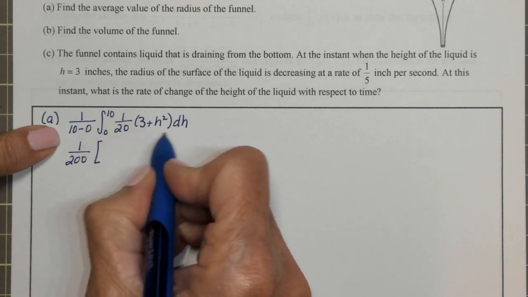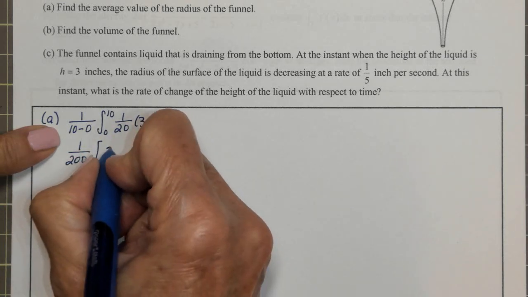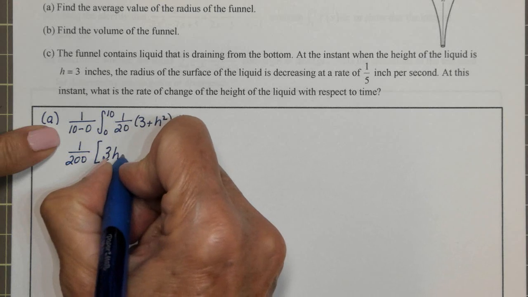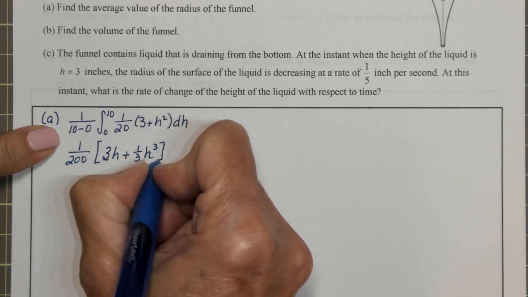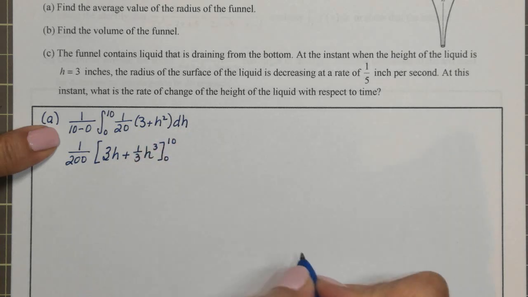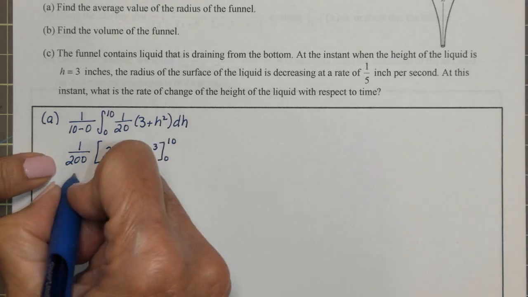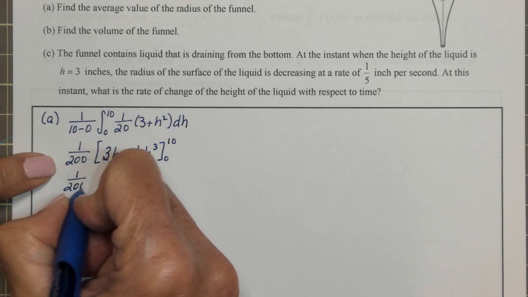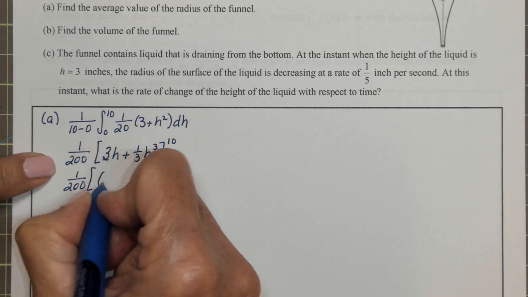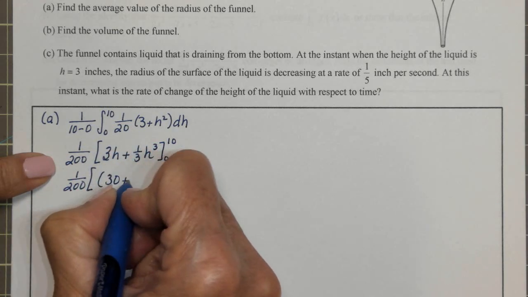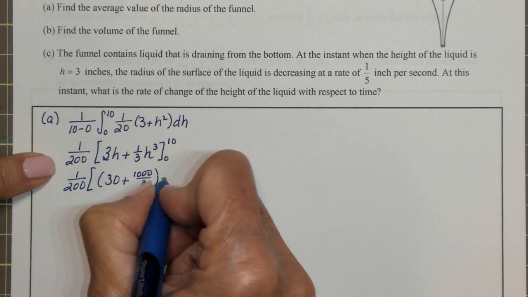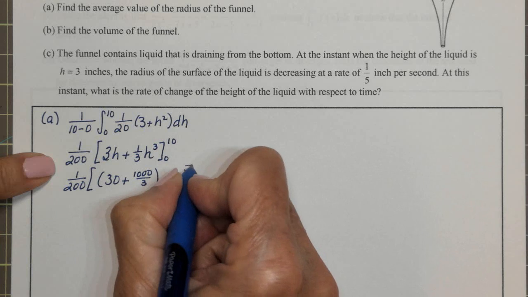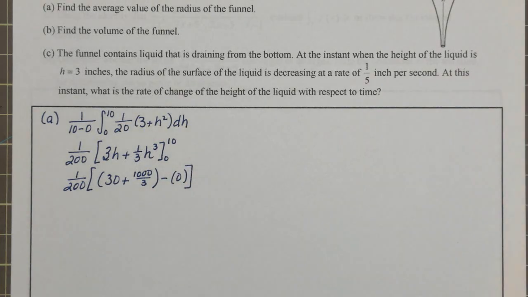And now I'm going to integrate what remains, little power rule here. 3h plus 1/3 h cubed. And now plug in my values. 30 plus 1,000 over 3 minus 0. Done. Not bad.